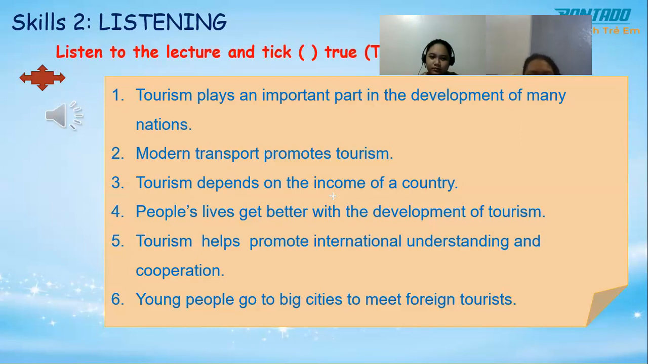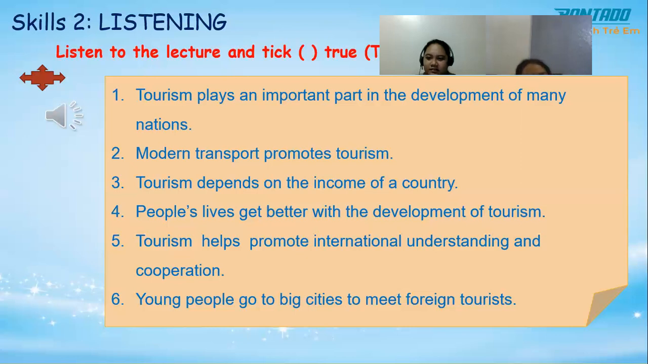Situation depends on the income of a country. For people, please get back to the development of China. True. Tourism helps promote international understanding and cooperation. For young people, go to the city to meet foreign trade.